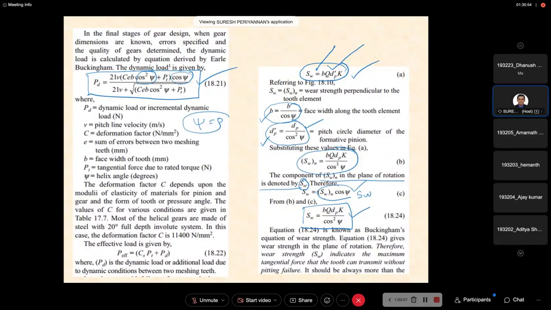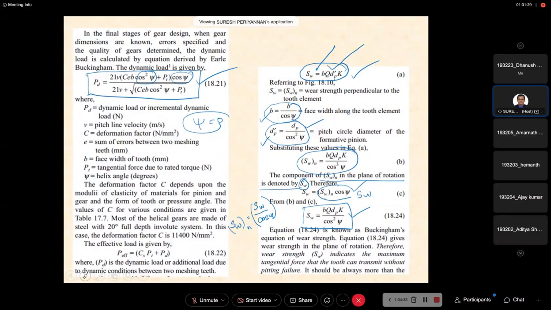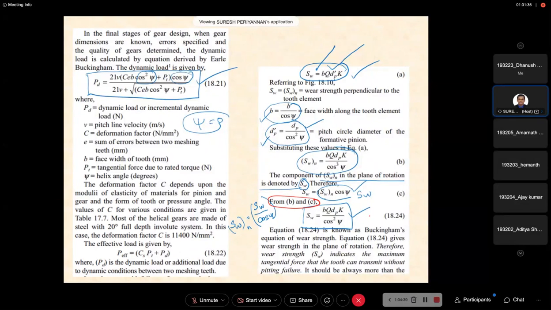Now, whatever I told you, I write it here. SWN is equal to SW divided by cos psi. Similarly, here also SBN is equal to SB divided by cos psi. From this relation, now equate these equations B and C. Finally, we are going to get our required beam strength equation.